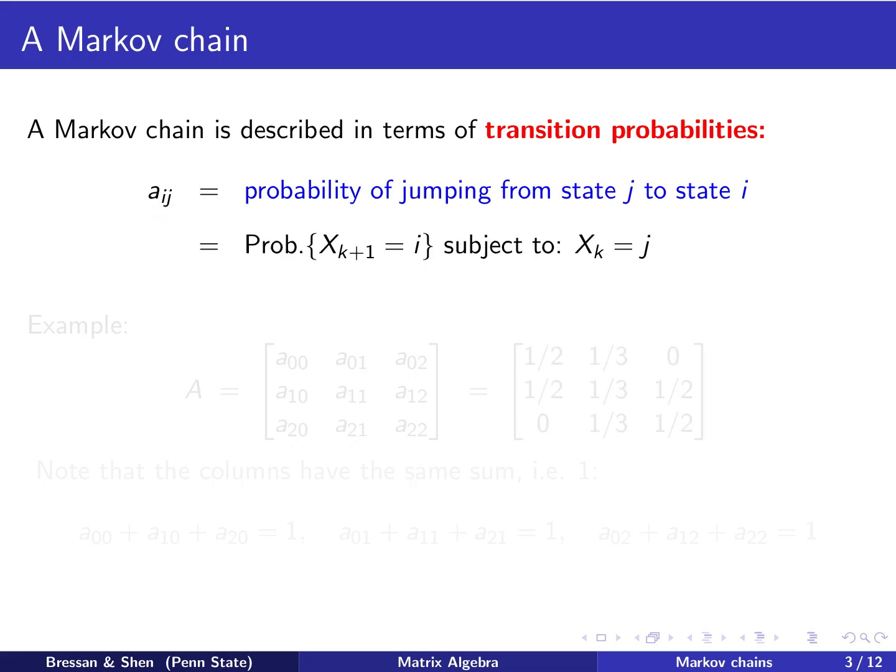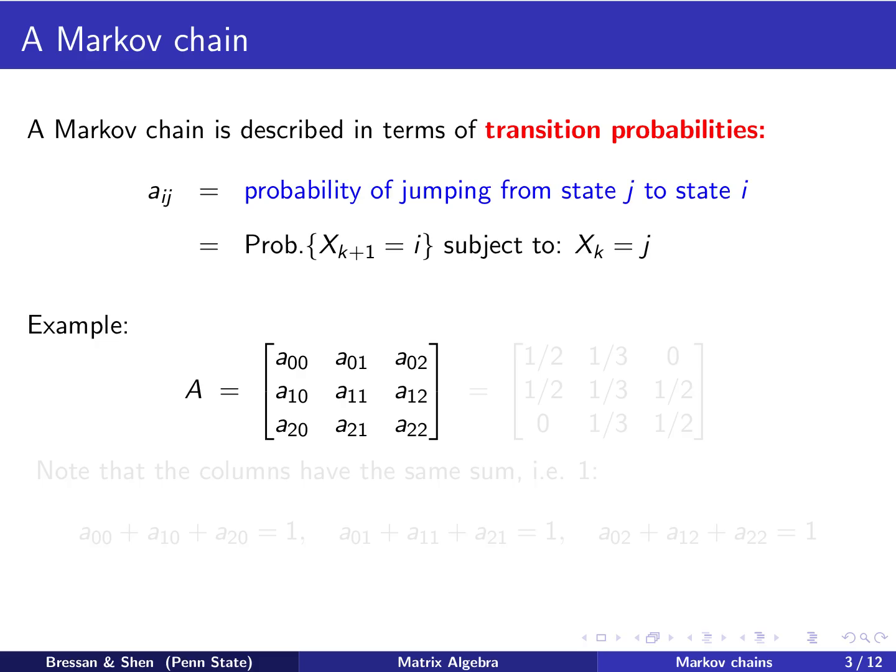In other words, this is also the measurement of the probability that Xk plus 1 equals i, given that at Xk, at the previous step, it's j. So at Xk it's j, and then the next step it becomes i, and I measure the probability of that happening, and this probability is denoted by aij.